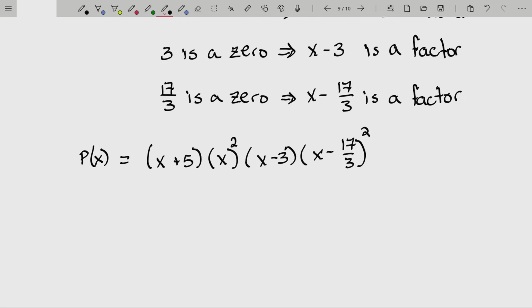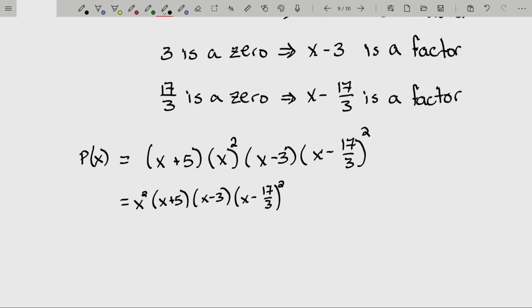Now, obviously, you would not write x like that. Normally, people would write this polynomial this way: x squared times x plus 5 times x minus 3 times x minus 17 over 3 squared. So you would not write parentheses around that x itself because, well, it just looks silly. But anyhow, that's how you could do that.